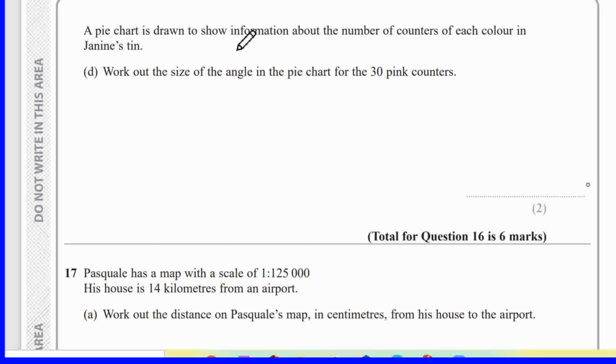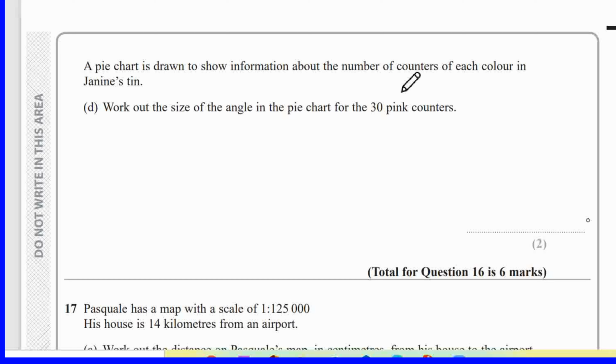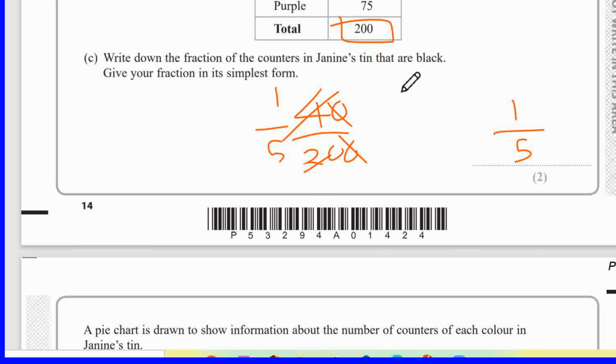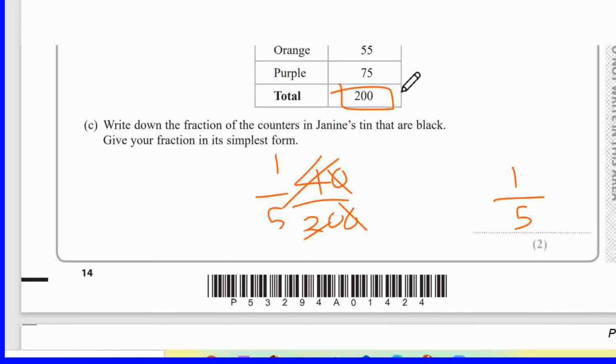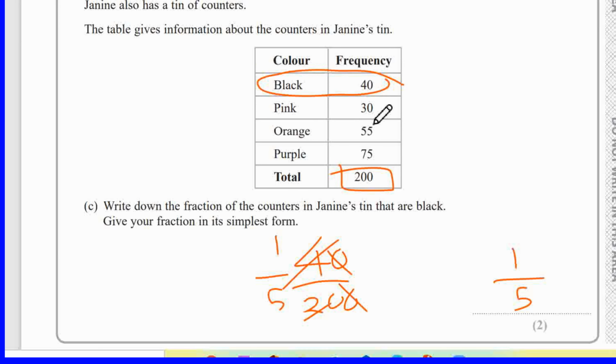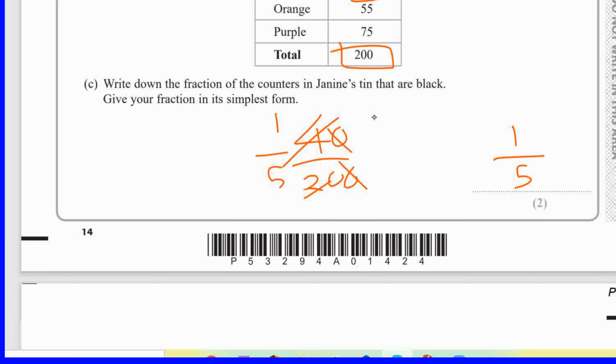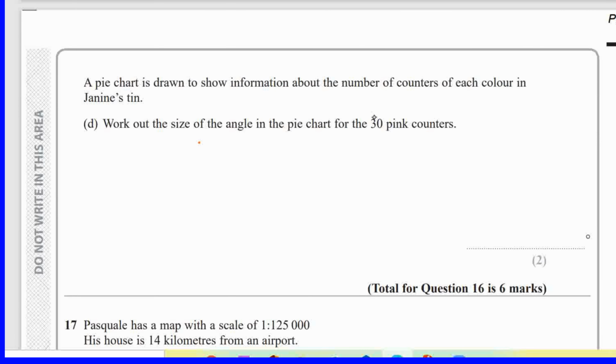Let's go to part D. A pie chart is drawn to show the information about the number of counters of each color in Janine's tin. Work out the size of the angle in the pie chart for the 30 pink counters. The total is 200. Pink is 30. So 30 out of 200, and the whole circle has the angle 360, so we cross multiply this and that.